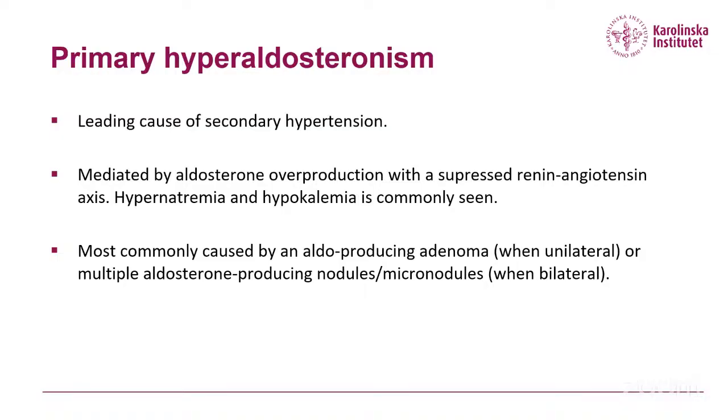So they carry a 50% recurrence rate biochemically on the contralateral adrenal. So you can try surgery to alleviate the symptoms, but 50% of the patients will relapse with PA on the other adrenal. And of course, these patients exhibit hypernatremia and hypokalemia based on this aldosterone overproduction.